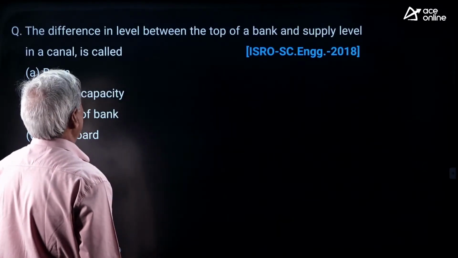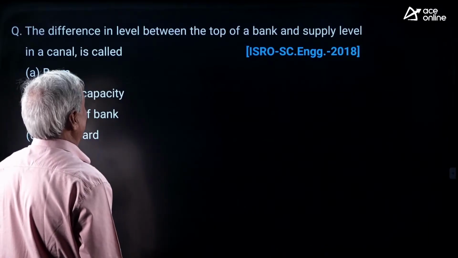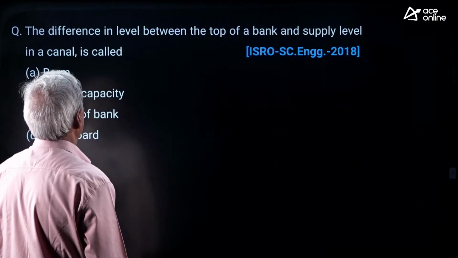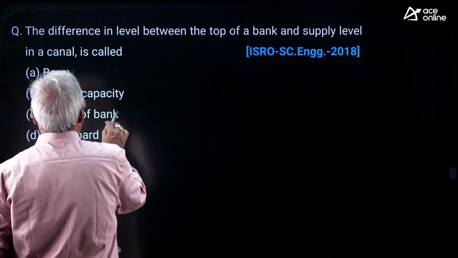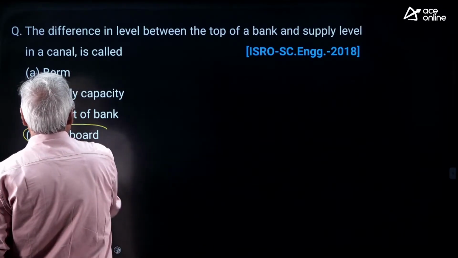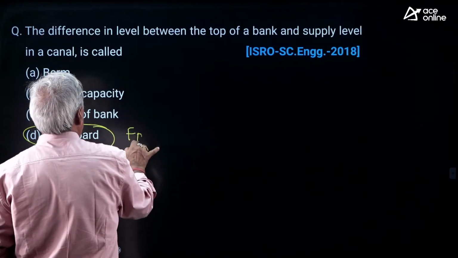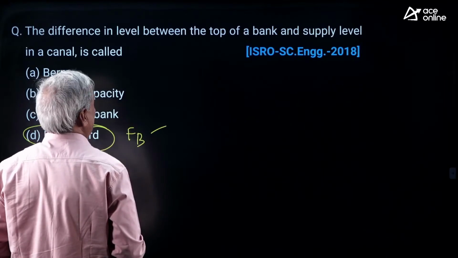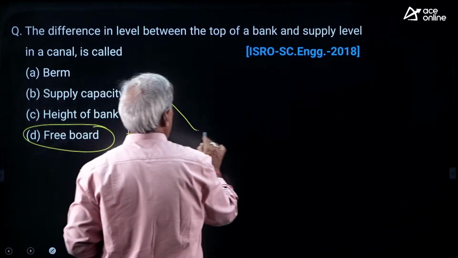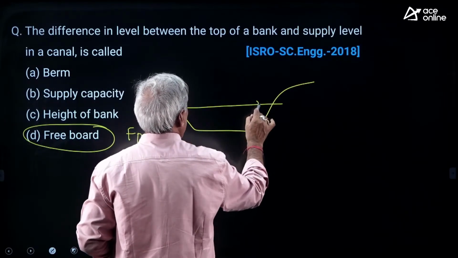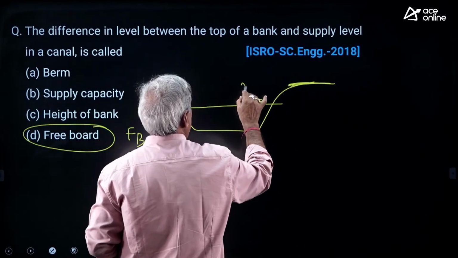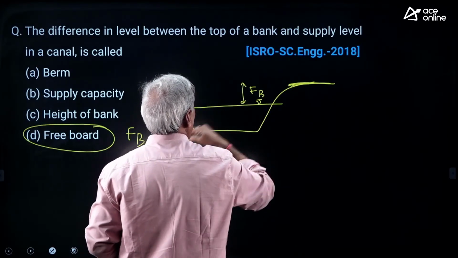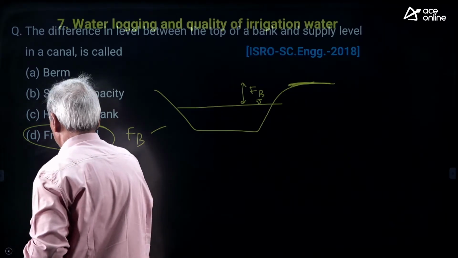The difference in level between the top of the bank and supply level in a canal is called freeboard. Freeboard is the definition between the top of the bank and the free surface of the water. So this is called freeboard. Freeboard is the answer for that.